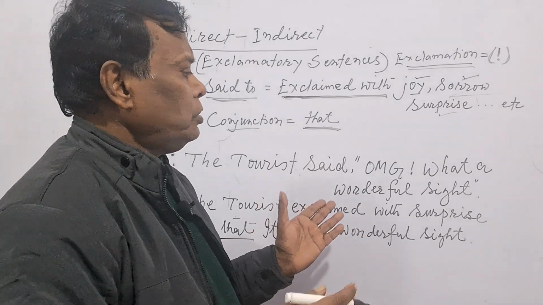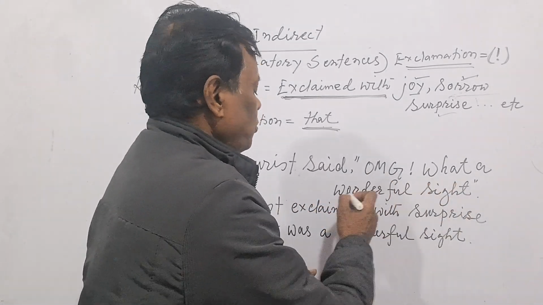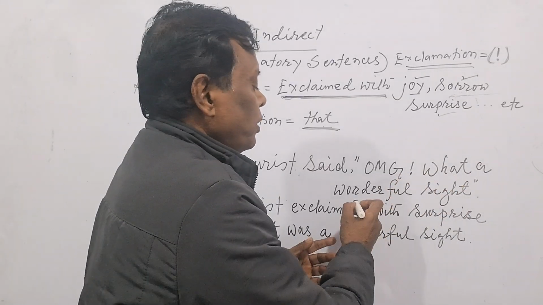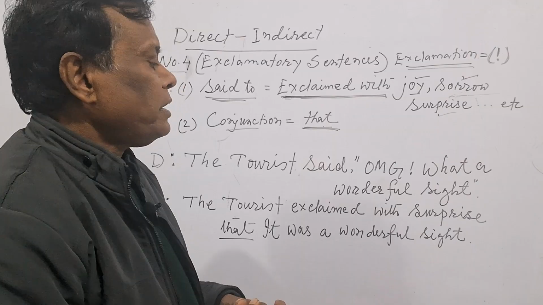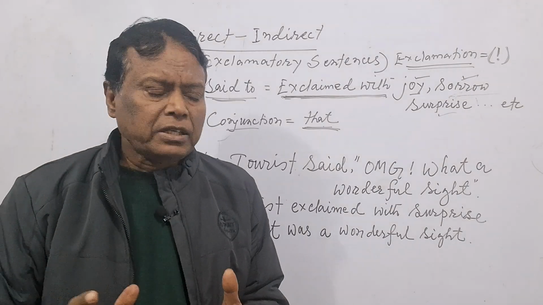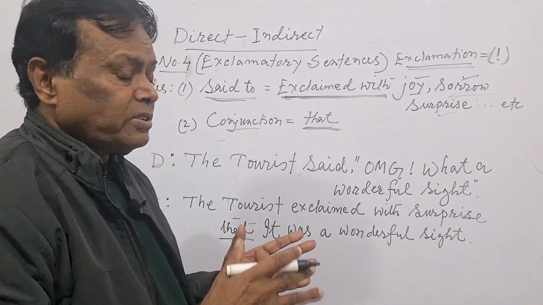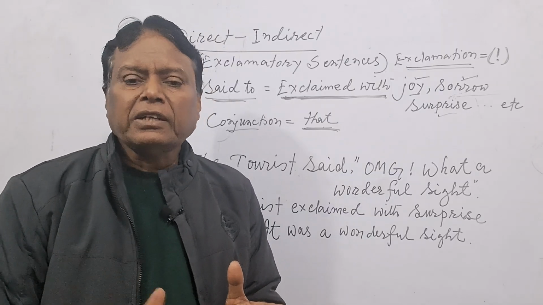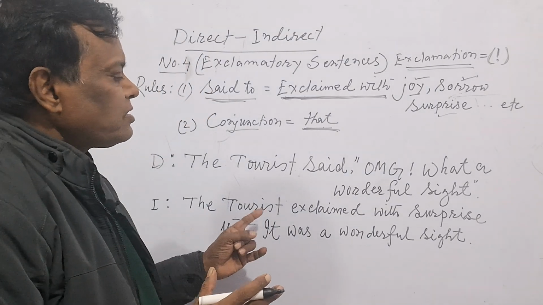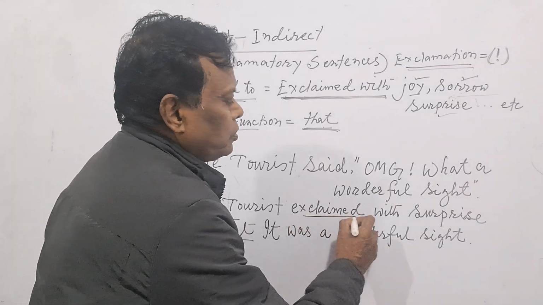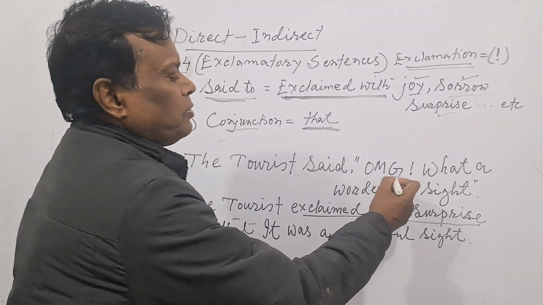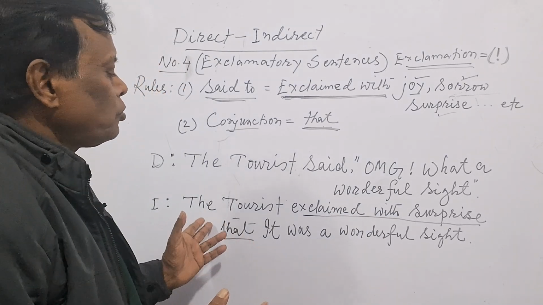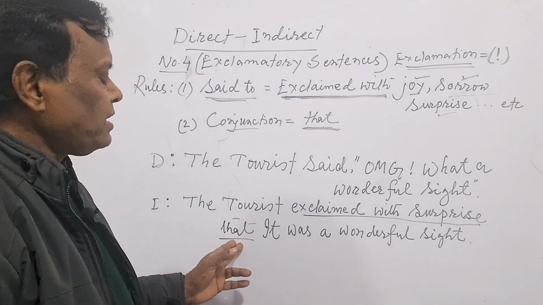Oh my God. What a wonder. Wow, thereafter an exclamation sign is there. You see. So what a wonderful sight. What a wonderful sight. कितने सुंदर दृश्य है, कितने सुंदर sight है. So the tourist said this. Now you are explaining how the tourist exclaimed with surprise. It is the sense of surprise. Wow. Oh my God. That's why you are saying the tourist exclaimed with surprise that, and that is our rule.